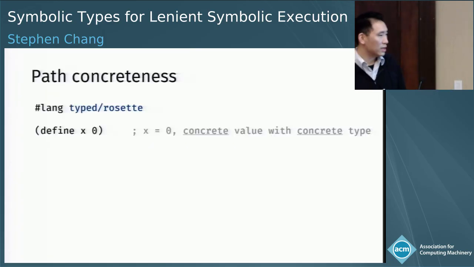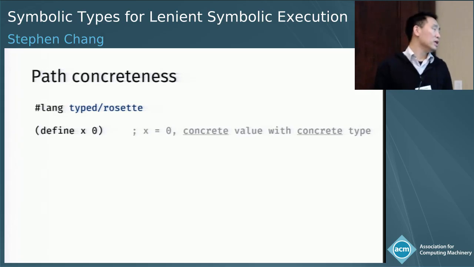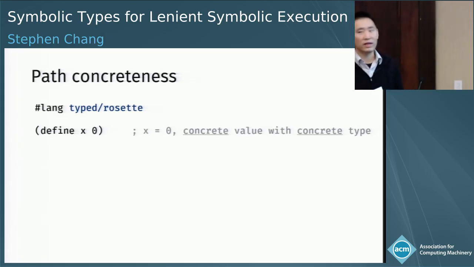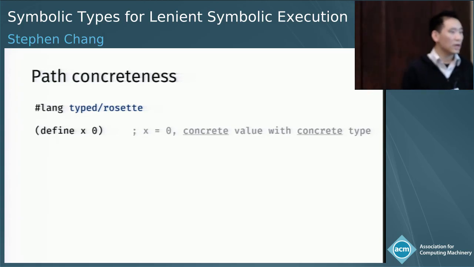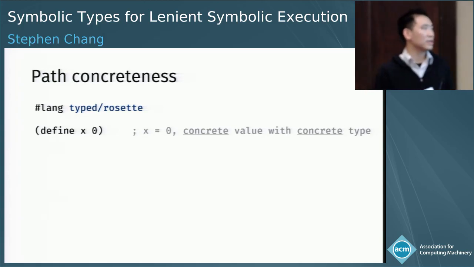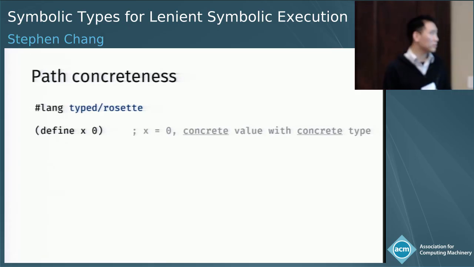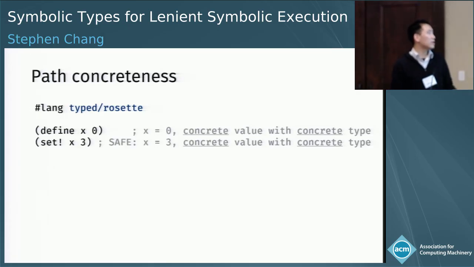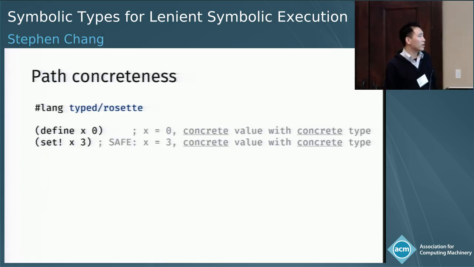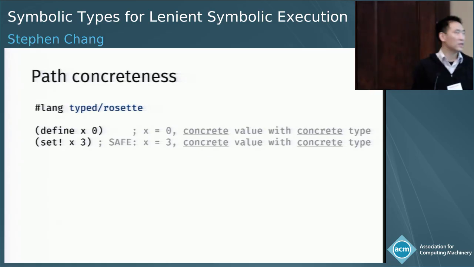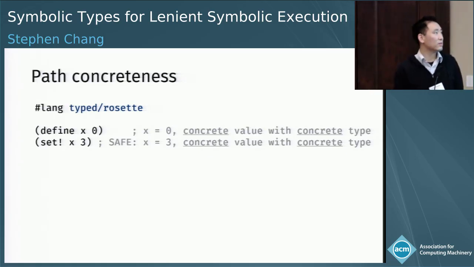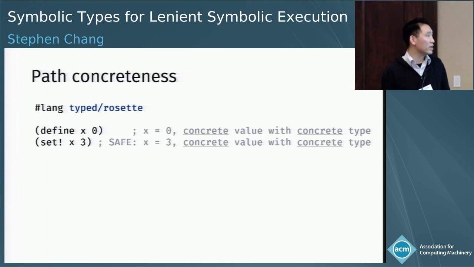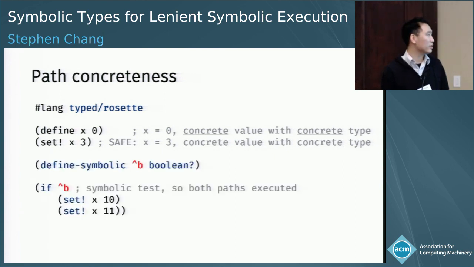And I'm going to explain it with an example. So imagine I have a program and I define a variable x that has an initial value of 0. The type system will assign x a concrete type because 0 is a concrete value. And then I can mutate x with other concrete values. That's fine because, for example, 3 here is also another concrete value.